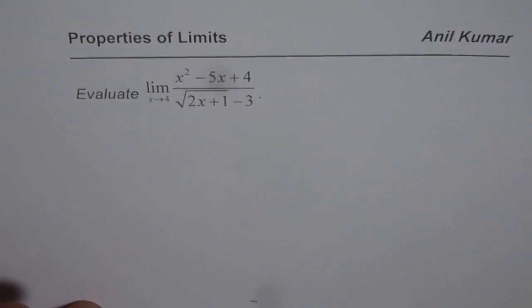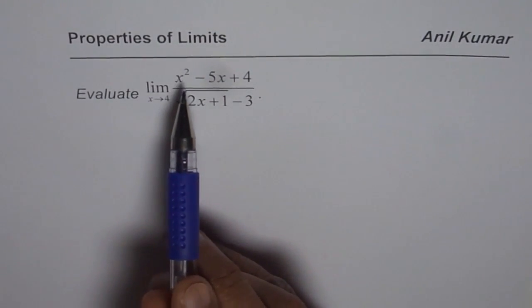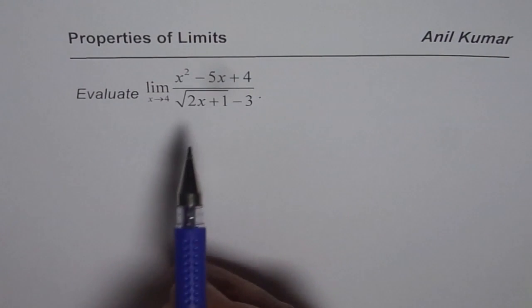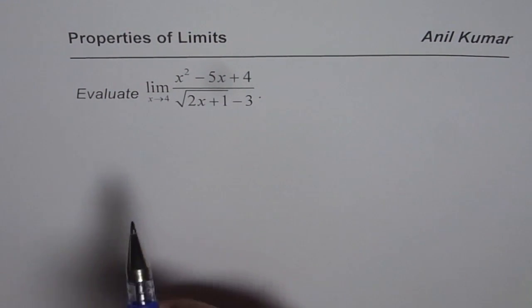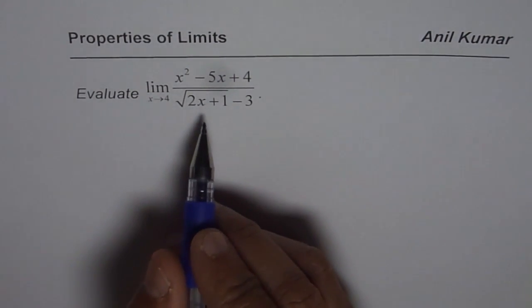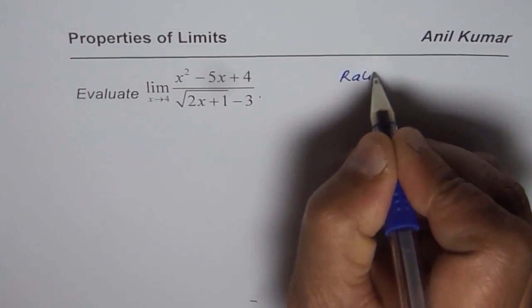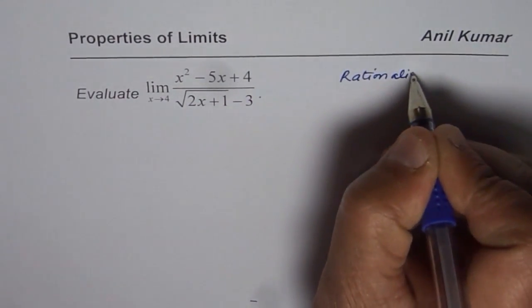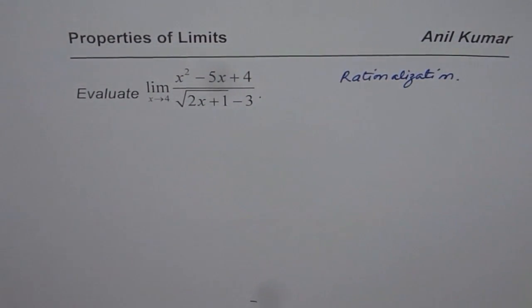So the question for us is, you need to evaluate the limit when x approaches 4 for x square minus 5x plus 4 divided by square root of 2x plus 1 minus 3. You can pause the video, copy the question, solve, and then look into my suggestion. Now whenever you have a square root, the strategy will be rationalization. So we'll do rationalization to find the limit of the given function.